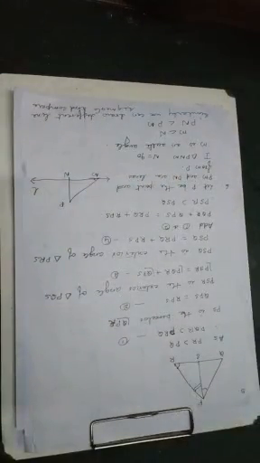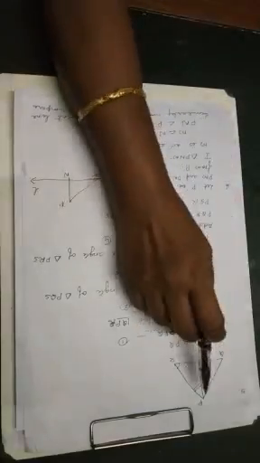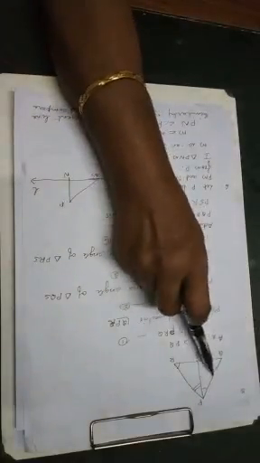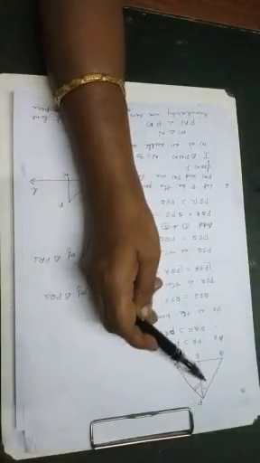In figure 7.51, PR is greater than PQ and PS bisects angle QPR. You have to prove that angle PSR is greater than angle PSQ. Now look at that figure. This PS bisects this angle, that is QPR. That means these two angles are equal.